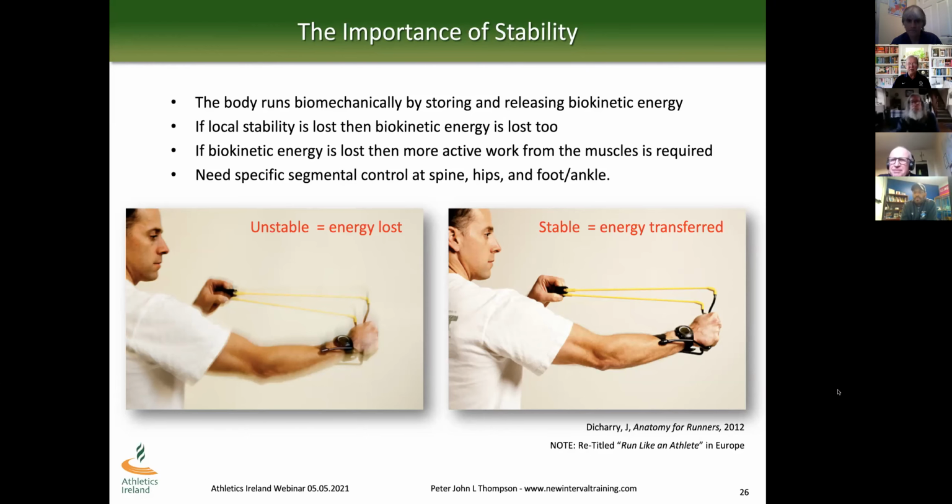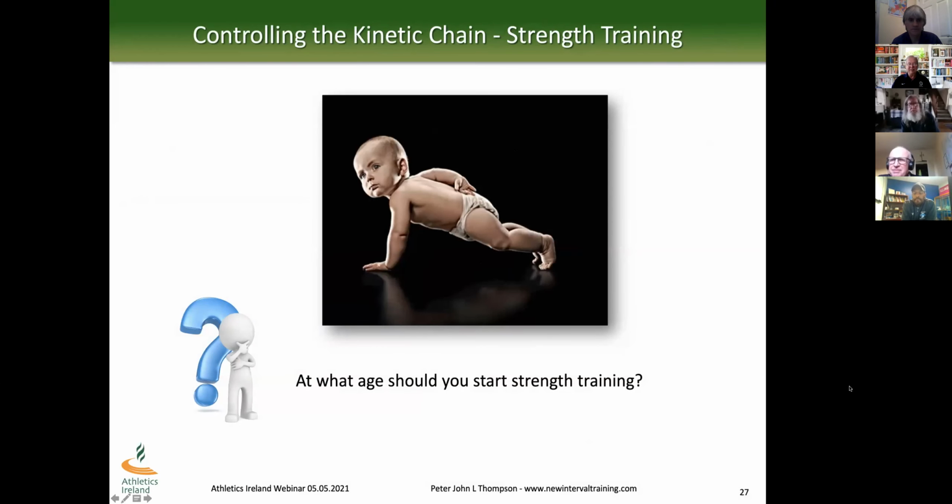So, it's really important to be stable. And then you had a glimpse of this lovely slide here. When we're talking about strength training, we're not talking about lifting Olympic weights. We're talking about developing the ability for each individual to handle their kinetic chain in a variety of situations and environments. And so, what age should you start training? You would argue as early as possible.